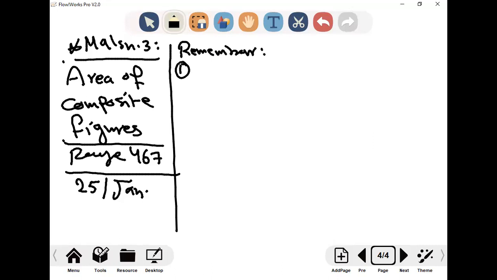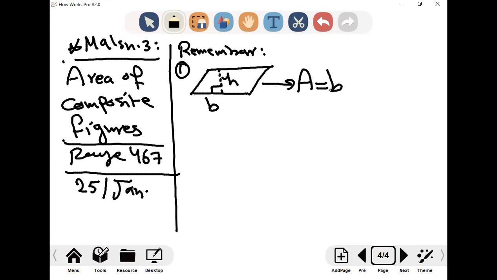The first figure is what? The parallelogram. Look at the board. The parallelogram has 2 dimensions, base and height. Here the base, and the height, we know it if you have a right angle at the end. So this is the height. What's the area of the parallelogram? Base multiply height. Write it. So the area of the parallelogram is base by height.